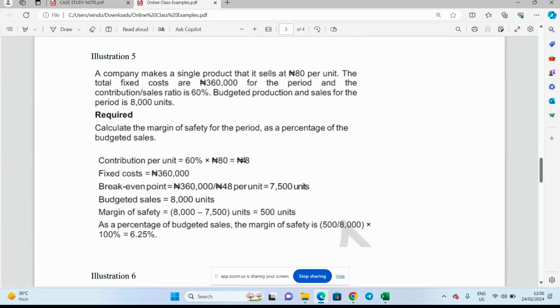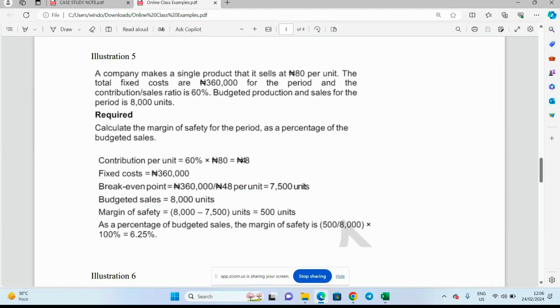Illustration 5. The company makes a single product that it sells at 80 naira per unit. The total fixed cost are 360,000 naira for the period, and the contribution over sales ratio is 60%. Budgeted production and sales for the period is 8,000 units. Required, calculate the margin of safety for the period as percentage of the budgeted sales. What do you think is the first thing we would do?